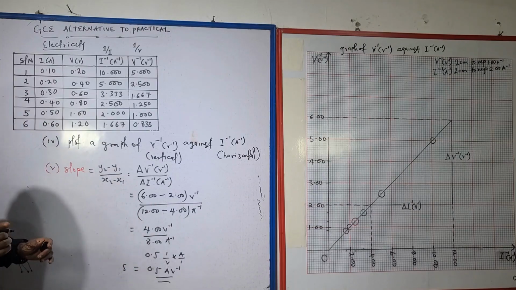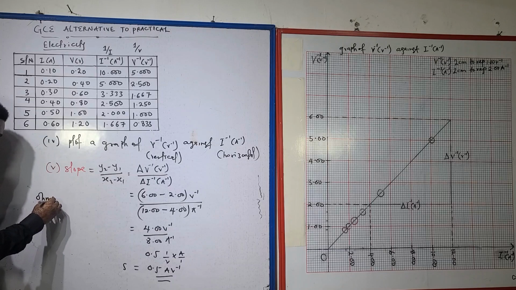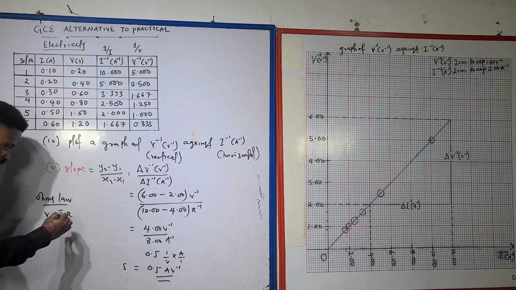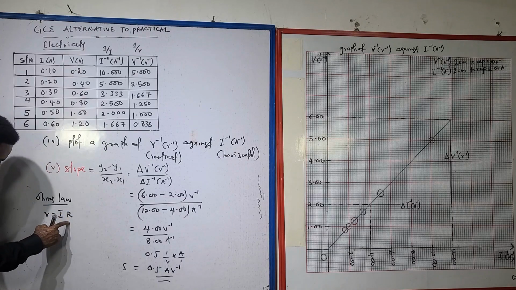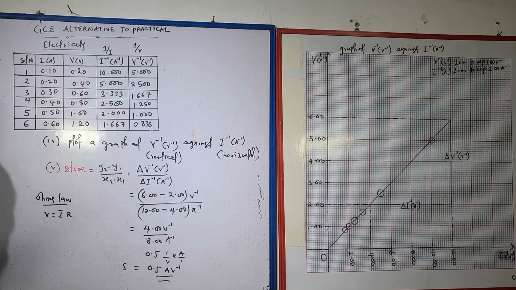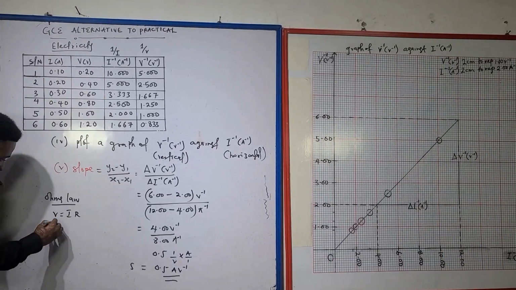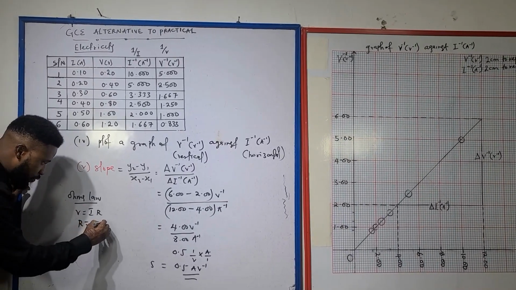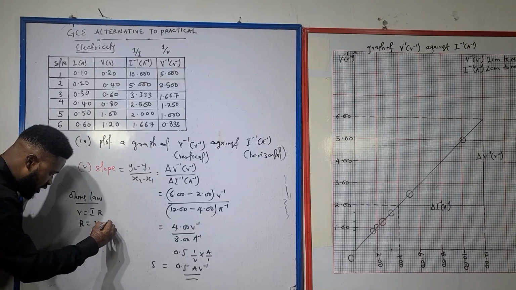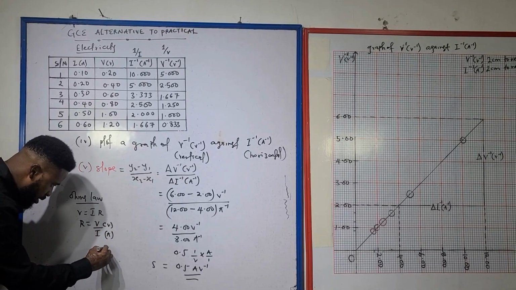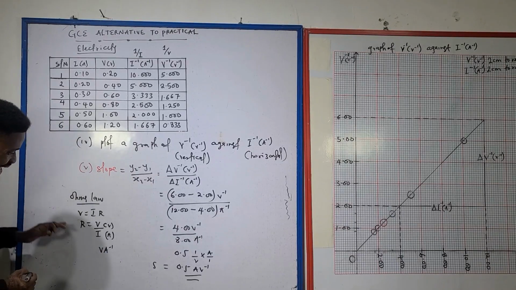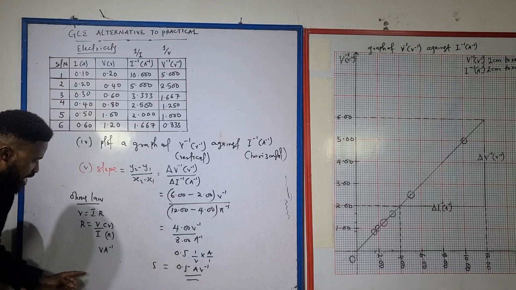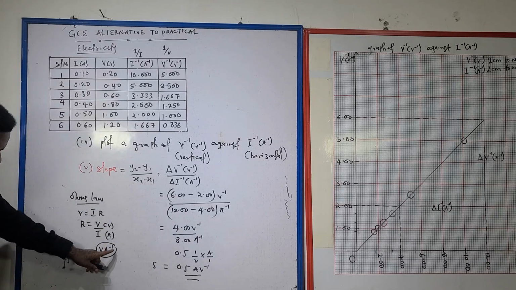Now, you recall Ohm's law. From Ohm's law, we have that V equals IR, if you recall. So if I'm trying to make the resistance the subject, my resistance is actually voltage divided by current. This is in volts, this is in amperes. So when I have volts per ampere, that talks about my resistance. But in this case, it is the reverse that I have.